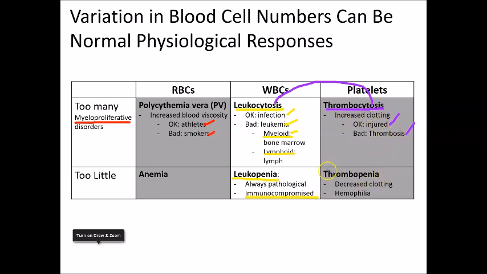Going the other way, if you didn't have enough of your platelets, you'd have thrombopenia. Again, penia, right, meaning too few, and just put the scientific name in front of it. That's always bad because you'll have decreased clotting and a greater chance of bleeding out. An example of that would be somebody with hemophilia. So those are the blood disorders that you're responsible for in this class.